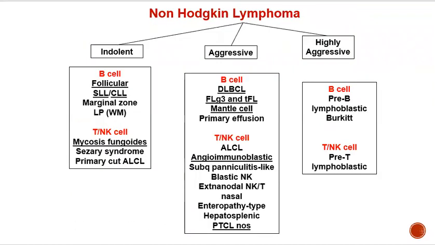The easiest working classification divides them into three categories by grade of tumor cells and differentiation, and they can also be divided into indolent, aggressive, and highly aggressive lymphomas. Highly aggressive lymphomas include Burkitt lymphoma of B lineage lymphomas and pre-T lymphoblastic T lineage lymphomas. The indolent lymphomas are follicular, marginal zone, Sézary syndrome, and mycosis fungoides lymphomas.